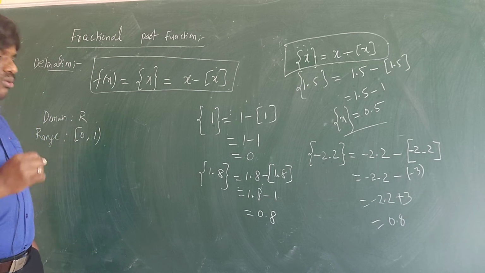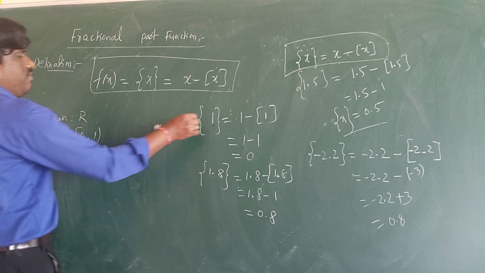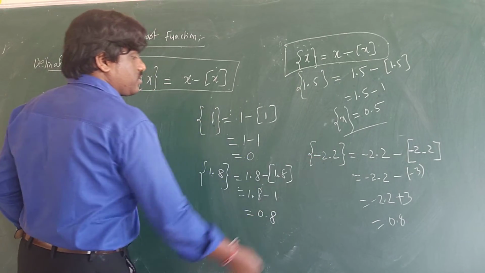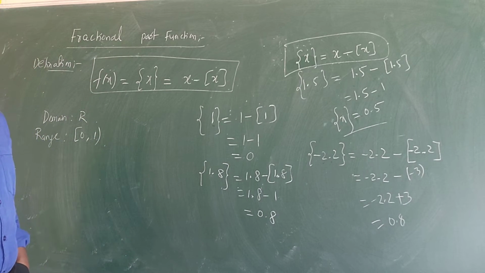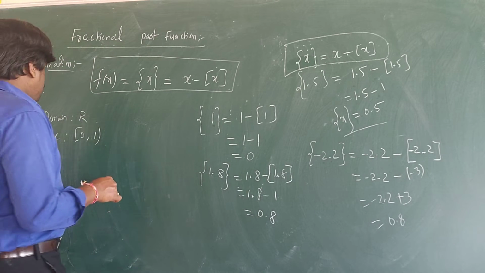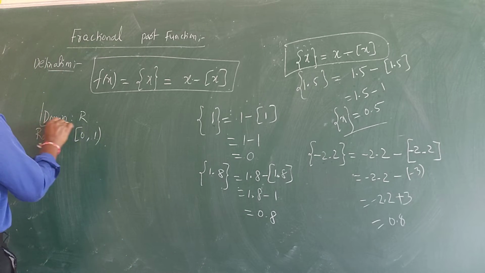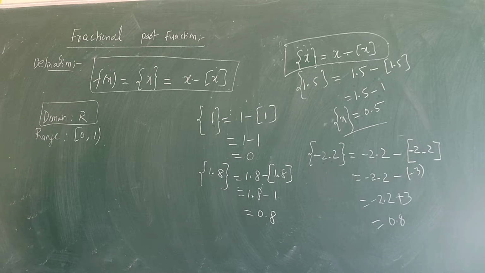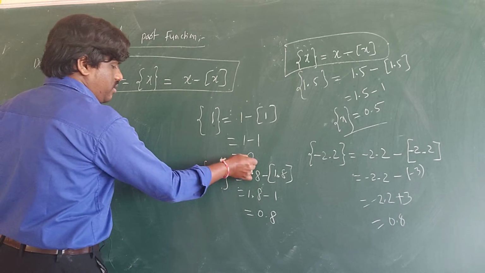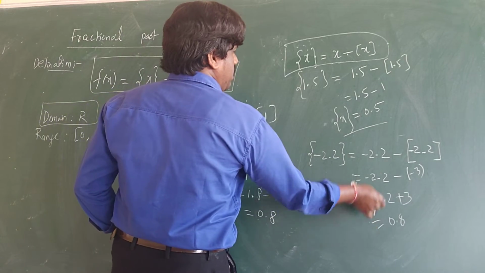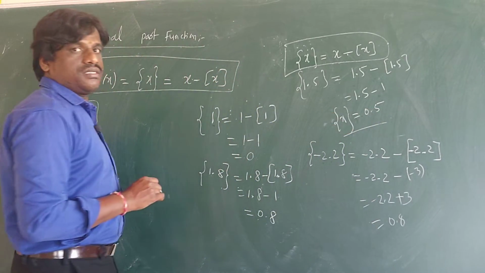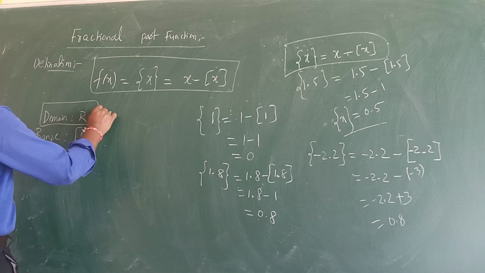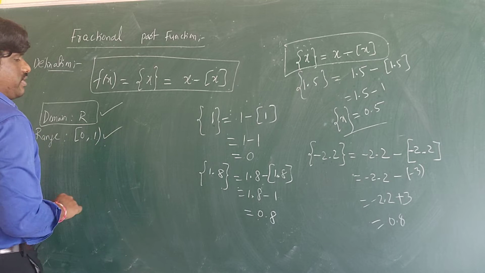Now the thing is the domain. I can take 1, I can take 1.2, I can take minus 2.2, I can take minus 3 also. So the domain can be any real number. The range, the output which I am getting, is 0, 0.8, 0.5, like this. The output of the fractional part of x is 0 to 1. Domain is R, range is 0 to 1.